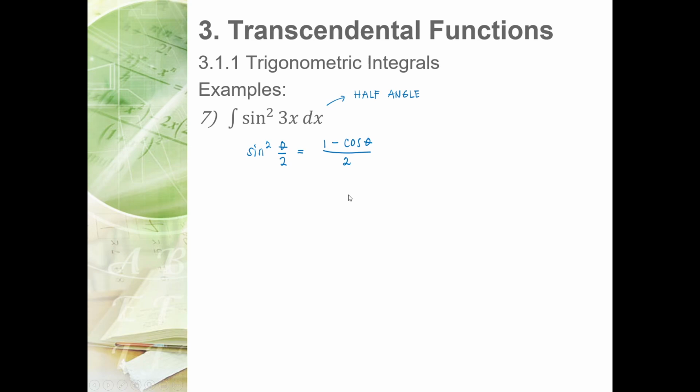Okay, so let's try to apply it. Again, this one is squared. This one is 3x, and it will represent the half angle, theta over 2. Okay? So theta over 2 is equal to 3x. Now multiplying 2 to the other side, you're going to have theta is equal to 6x. So this one is theta. All right.